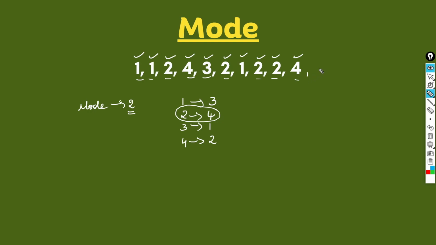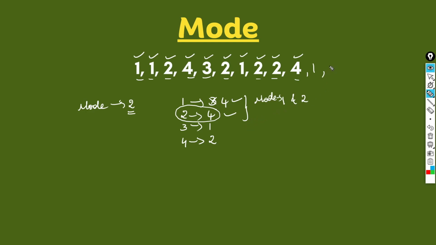Now for the same data, if we add 1 in this data, that means this data has 1 with frequency 4. So 1 is repeated 4 times, whereas 2 is also repeated 4 times. In this case, the mode of this data is both 1 and 2.